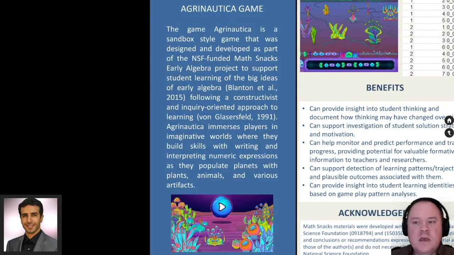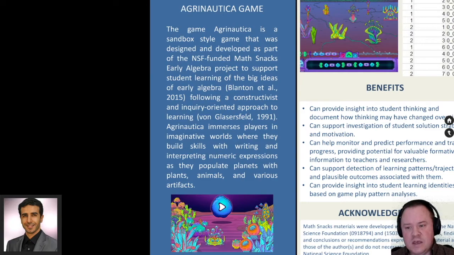The game that we collected this data from is a game called Agronautica. It is a sandbox-style game that was developed as part of an NSF-funded project called MathSnack's Early Algebra. And the game was designed to support student learning of some of the big ideas of early algebra, like those that are discussed in Blanton et al. 2015's study. They follow a constructivist, inquiry-oriented approach to learning.